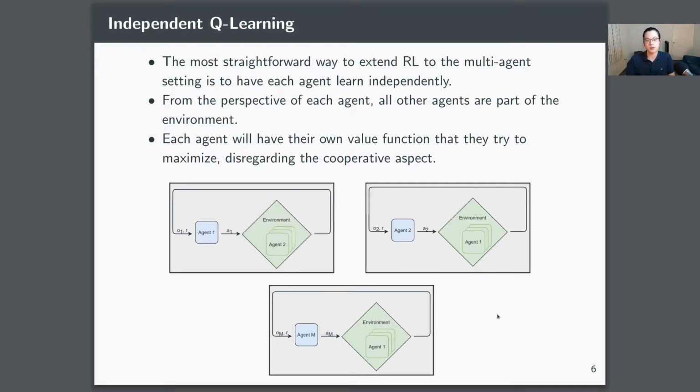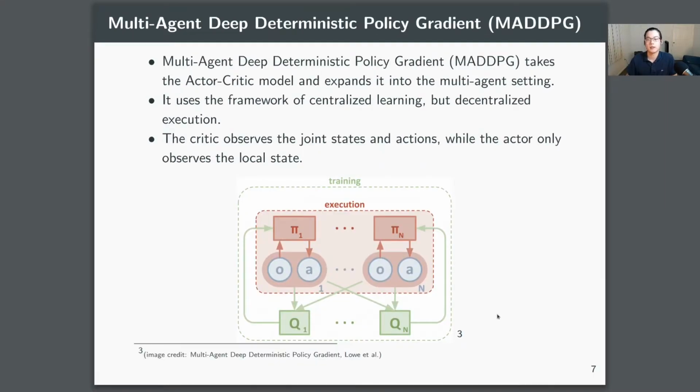Of course, this has issues with convergence due to the non-Markovian nature of the environment. So one way to solve the multi-agent reinforcement learning problem, and also this non-Markovian problem, is multi-agent deep deterministic policy gradient. So this basically takes the actor-critic model and expands it to the multi-agent setting. And note that the framework it uses is centralized learning but decentralized execution.